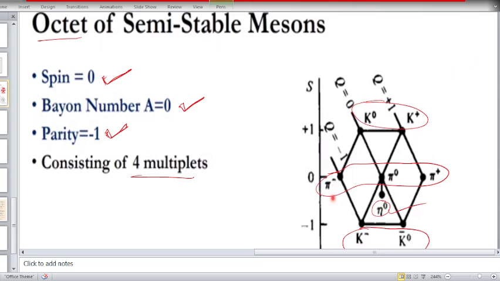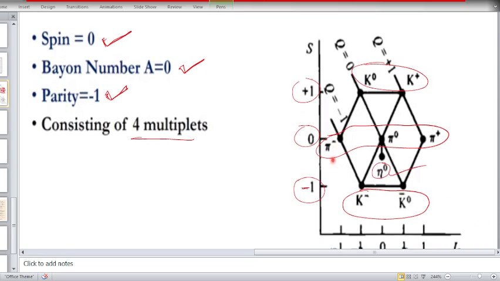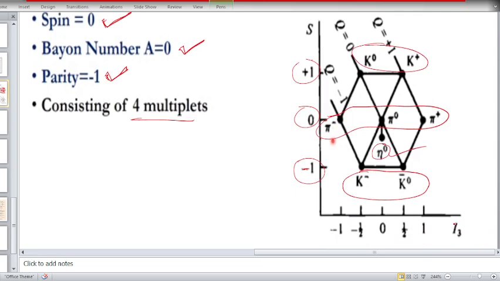Correspondingly, you can also see the strangeness value for each of these particles. For K0, K plus, you have +1. For pi minus, pi 0, pi plus, you have 0 strangeness, and for K minus, K0 bar, you have -1. Similarly, on the x-axis you can see the different I3 values, so you can check the I3 value, or z component of isospin, corresponding to each of these mesons.